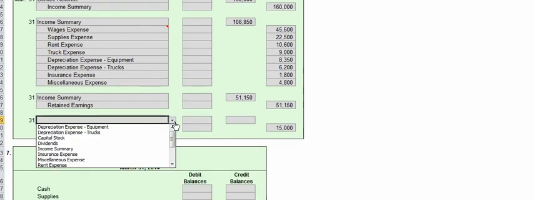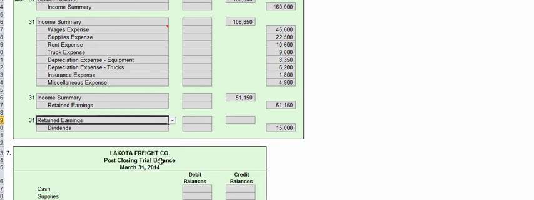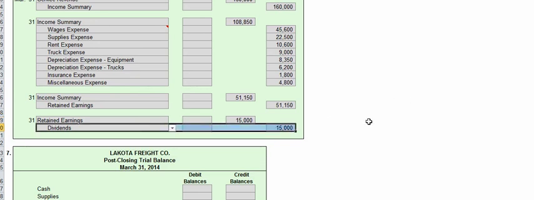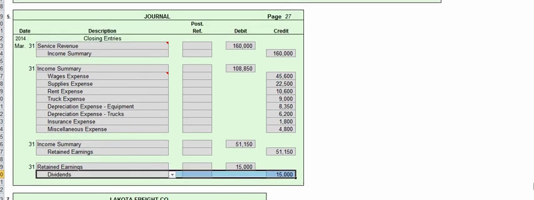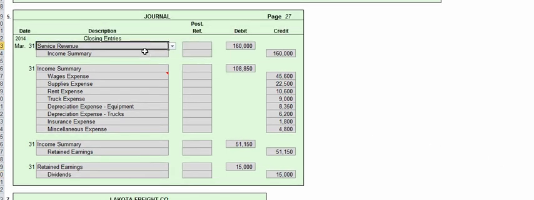So two purposes for this entry as well. The debit to retained earnings reduces its balance by the amount of dividends declared for the year. And the credit to the dividends account zeroes it out for use in the new year. So let's go back through these. The first entry, we close out revenues to income summary. With the second entry, we close out expenses to income summary. With the third entry, we close out income summary to retained earnings. And with the fourth entry, we close out dividends to retained earnings.